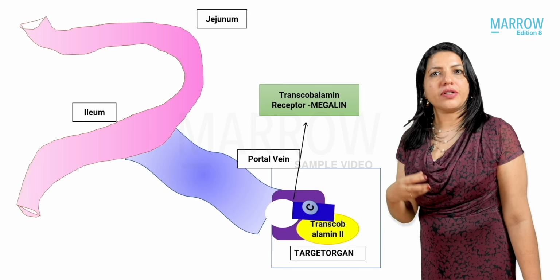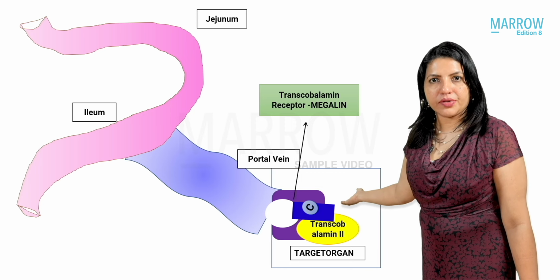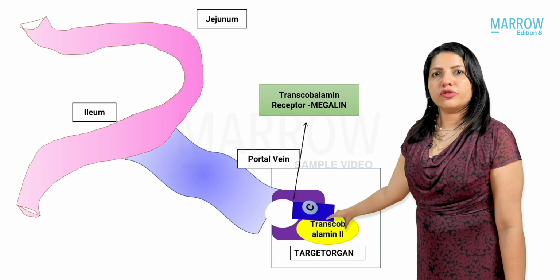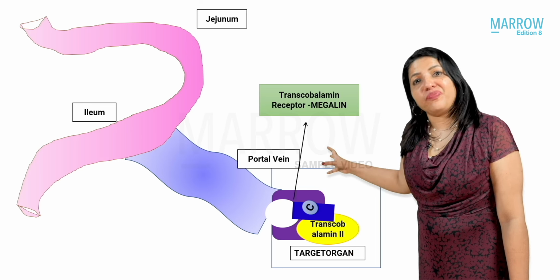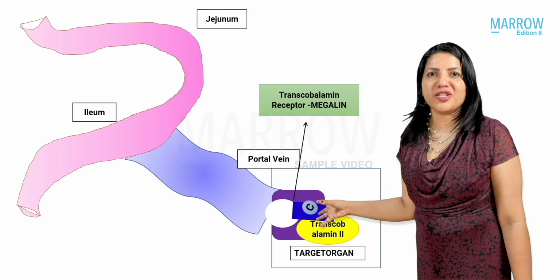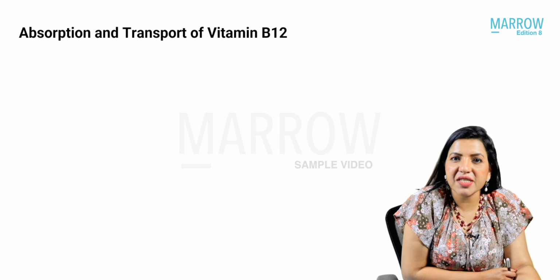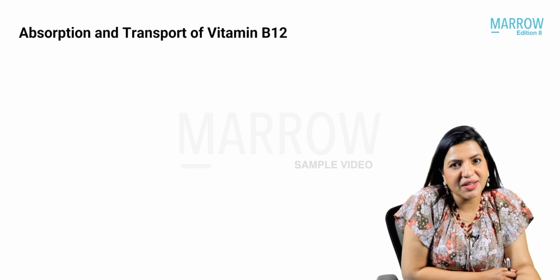Then the intrinsic factor bound cobalamin is now accepted with the help of the intrinsic factor receptor, and then it is transported with the help of transcobalamin II. So that is how it is reaching the target organ. So this is the very complicated mechanism of B12 absorption. So we have seen how the cobalamin is absorbed and transported for various uses in our body.